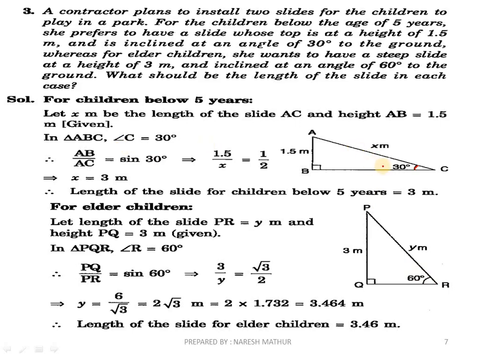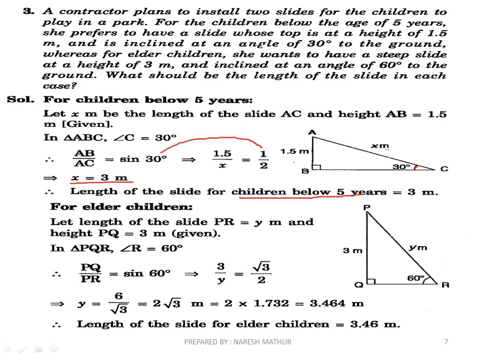So in the first case, see here, we are given the perpendicular and we need to find the hypotenuse. So the relation between perpendicular and hypotenuse can be taken from sin theta. Sin theta equals perpendicular upon hypotenuse. So sin 30 will be 1.5 by x, and the value of sin 30 is half. So we can take the value of x from here. So the length of the slide would be 3 meters for children below 5 years.